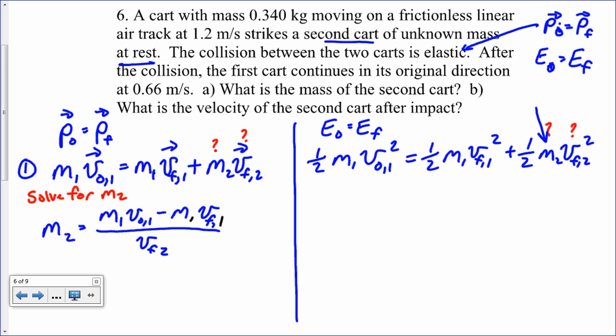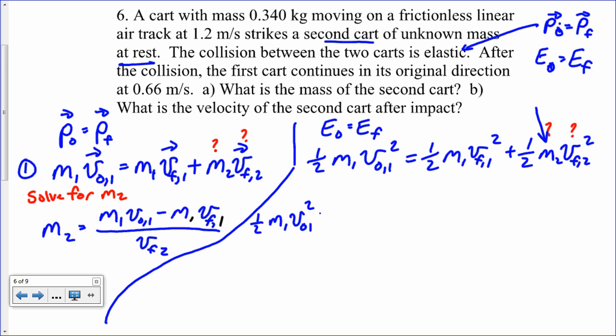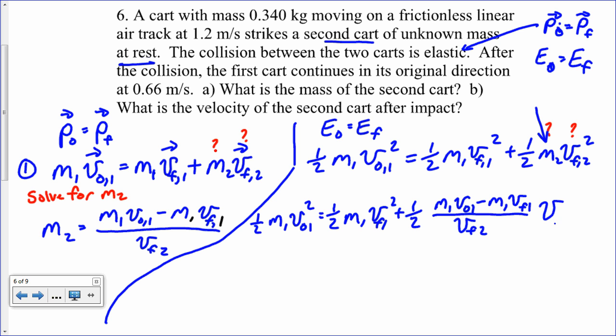All right, I'm going to give myself a little bit more space here. One half M1 V naught 1 squared equals 1/2 M1 VF1 squared plus 1/2, and now I sub this in for M2, M1 V01 minus M1 VF1 divided by VF2 times VF2 squared. Unfortunately, this cancels, so I get rid of that pesky little square for VF2, which is really what I want to know. I want to know what is VF2.